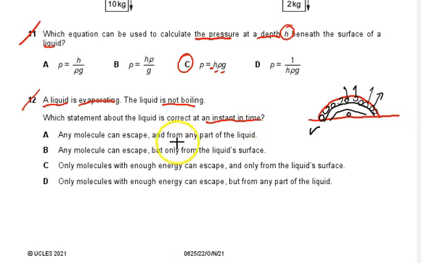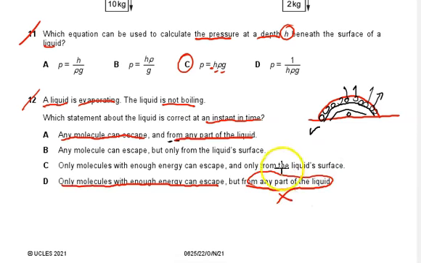So this is wrong here. Any molecule can escape and from any part of the liquid. It should be only molecules with enough energy can escape, but from any part of the liquid. So this is also wrong. So your best answer here will be C. They can escape when they have enough energy, and only from a liquid surface. Okay, so 12 is C here.